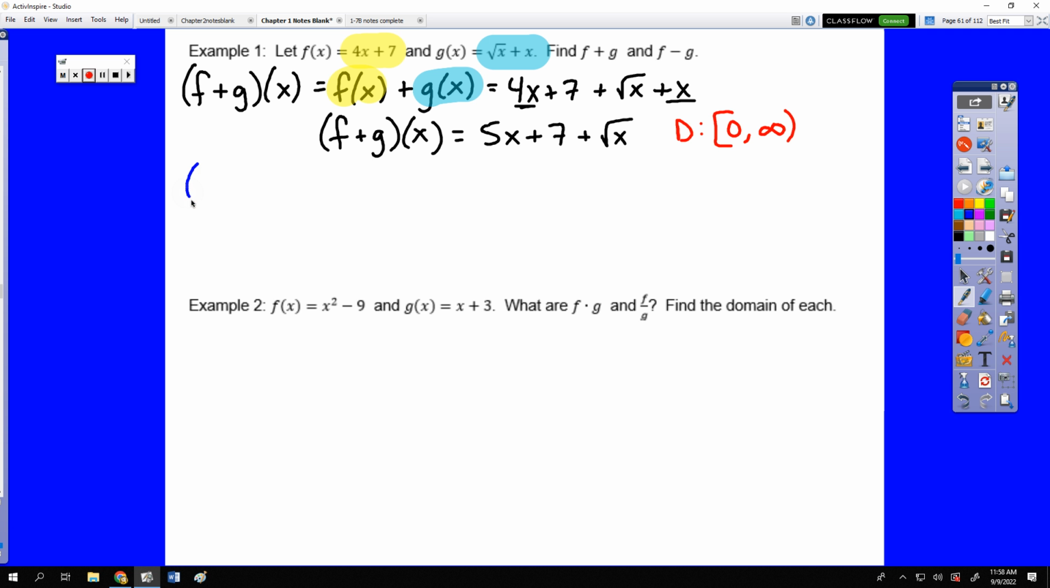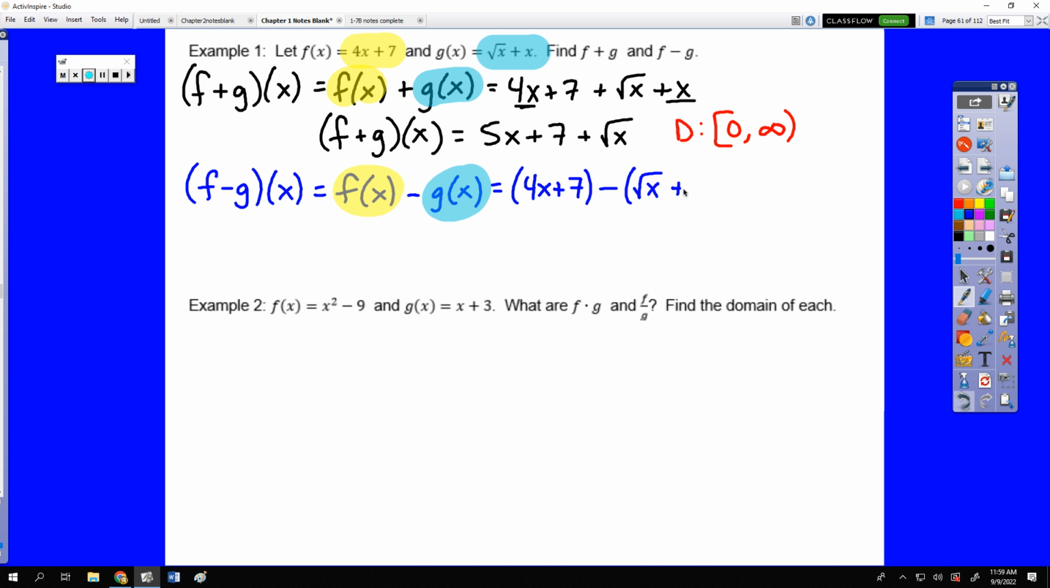For f minus g of x, we do something very similar. We do f of x, and then we subtract g of x. Now there is one slight change in the way that we do that, because when we plug these things in, we plug f of x in, we plug g of x in, the negative in front of g of x does have to affect every term of g of x. So we're looking at 4x plus 7 minus the quantity square root x plus x, which means we would distribute, and that would give us 4x plus 7 minus the square root of x minus x.